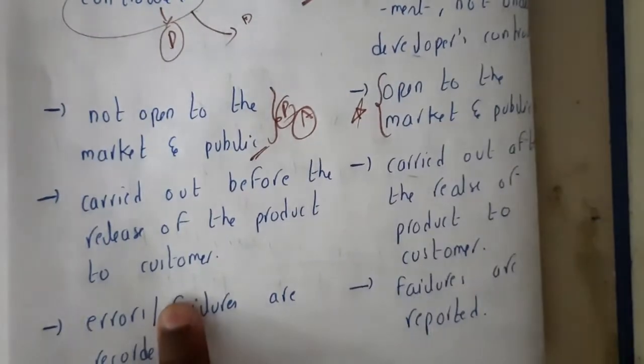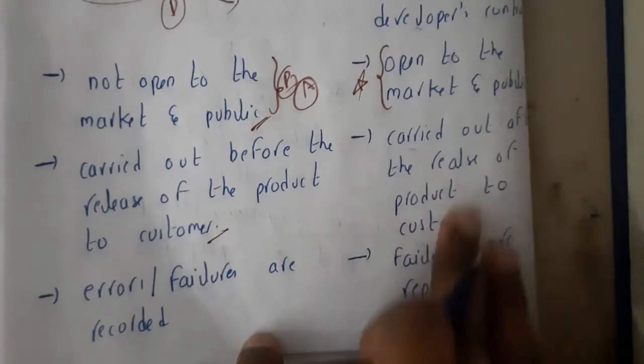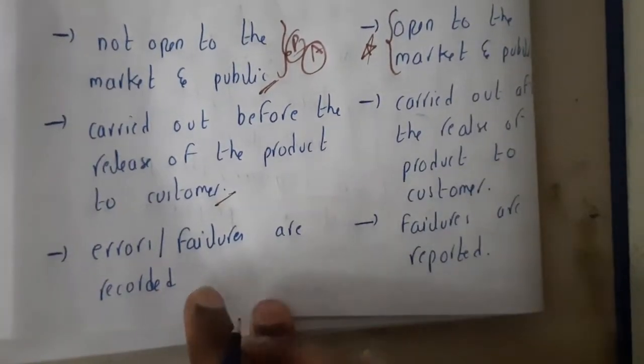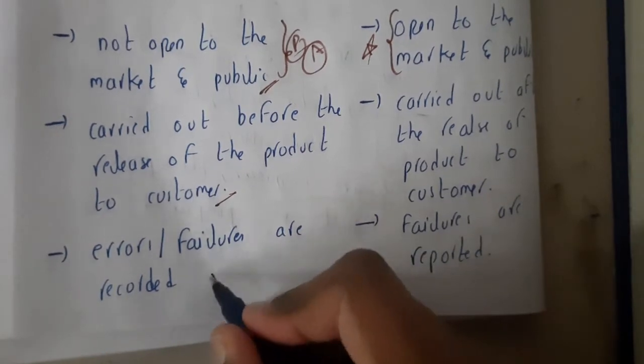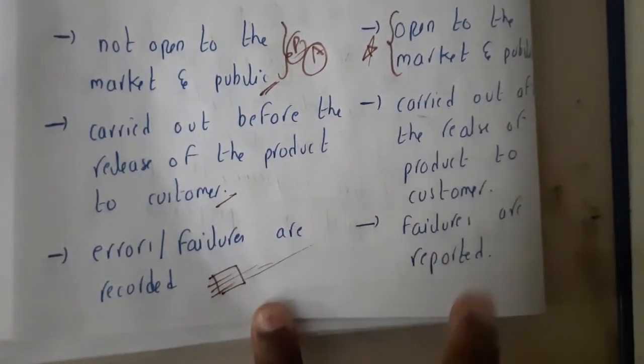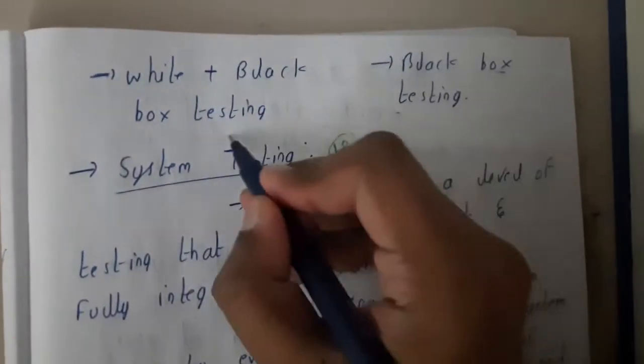Similarly, alpha testing is carried out before the release of the product, whereas beta testing is done after the release of the product. Similarly, in alpha testing, error faults are recorded. Basically, I told you, the developer will be taking a piece of paper or something and noting down what the issues are. Whereas in beta testing, you need to generate a report and post it to them, right?